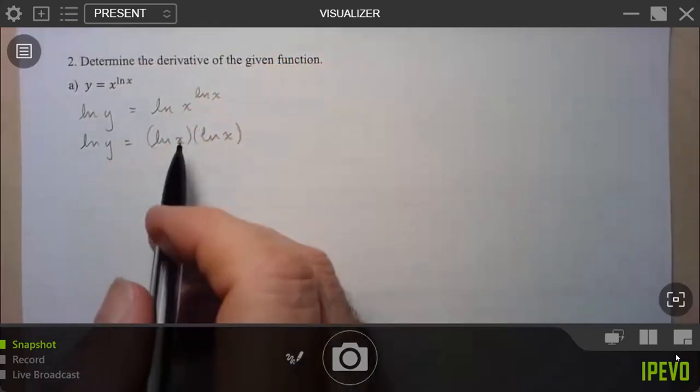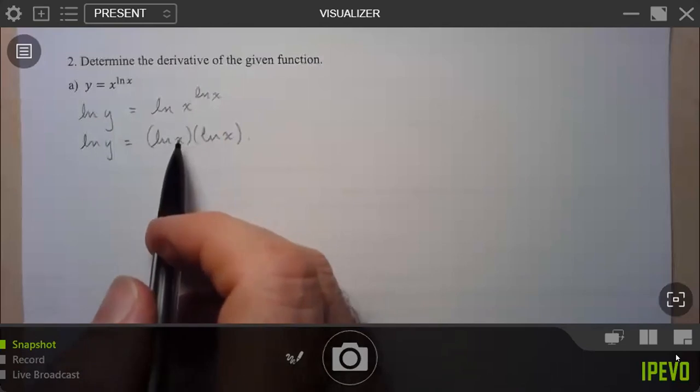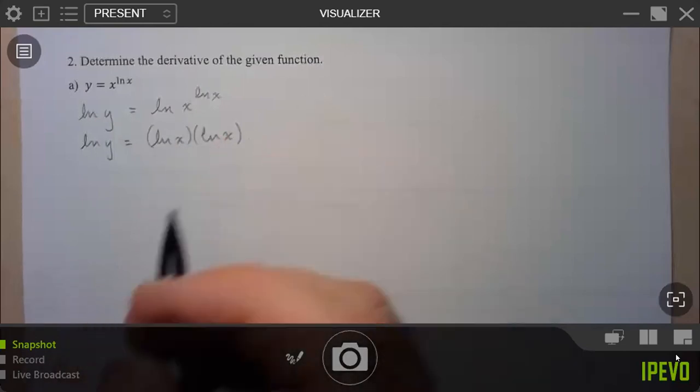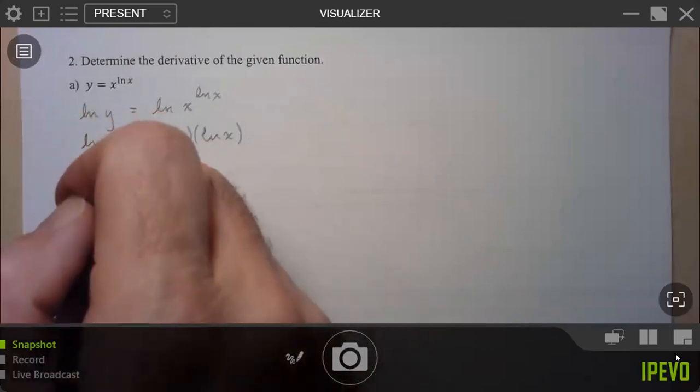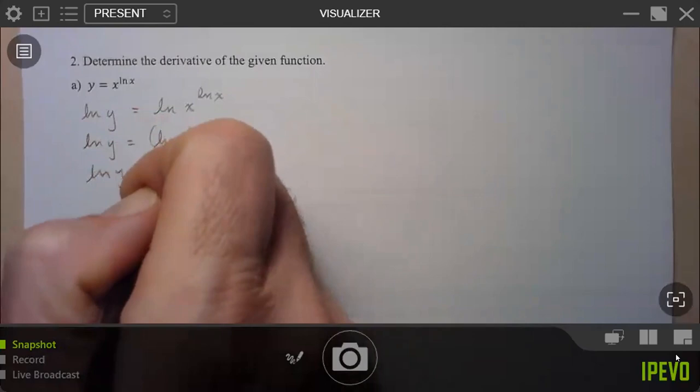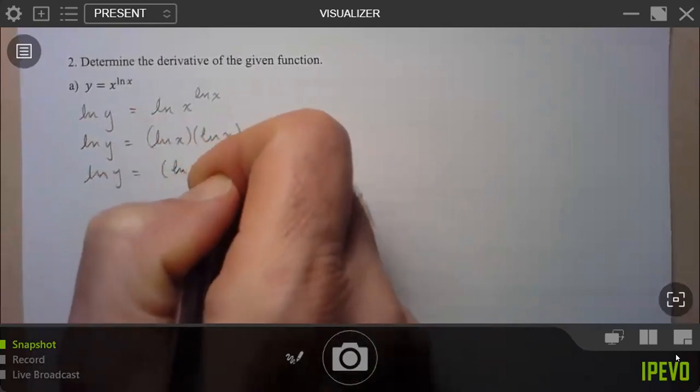Now when taking the derivative, I certainly could use the product rule here, but who's going to tell me what I'm actually going to use instead? You could do ln x and then all that squared. Yeah, that makes a lot more sense. So here, this is just ln x squared.